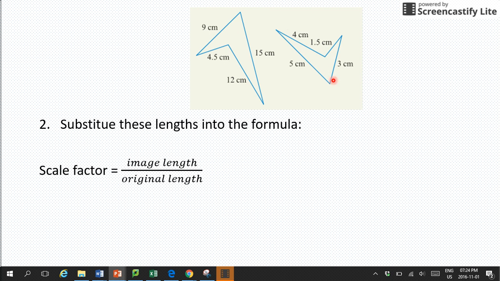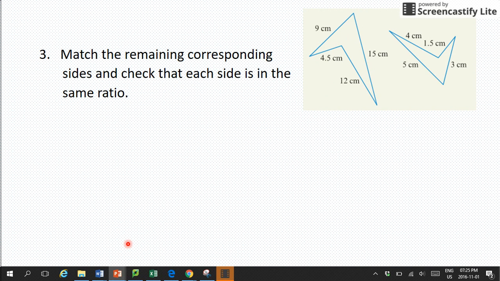So if we're going to start off with this one, we're going to put 5 at the top, and we're going to put our original length, which is 15, at the bottom. There you go, 5 centimeters divided by 15 centimeters. And if you bring that down, it's 1/3. Next thing you do is match the remaining corresponding sides and check that each side is in the same ratio, because then you know that they're definitely similar.